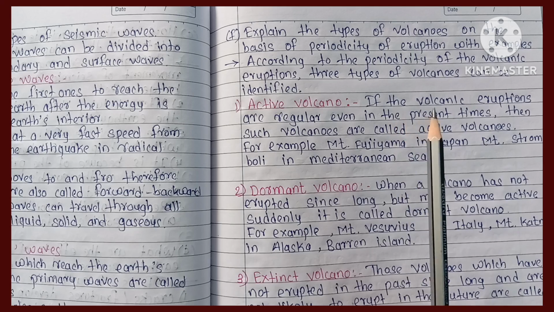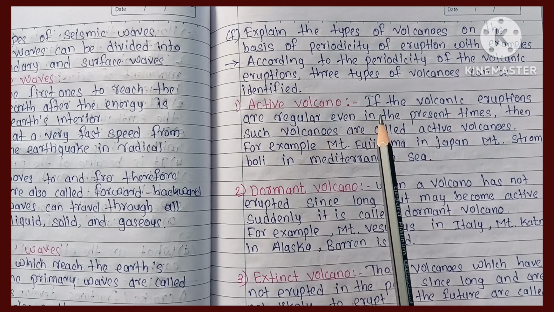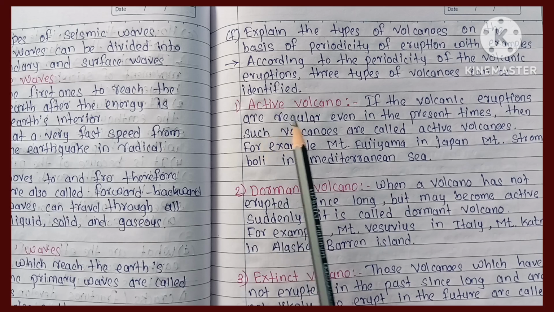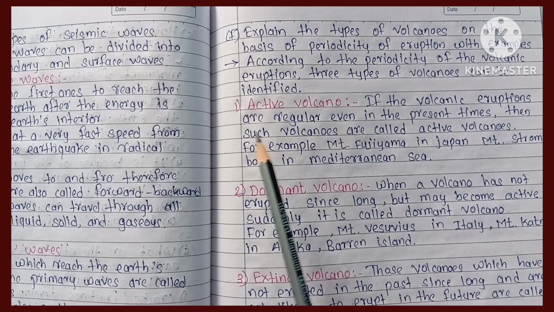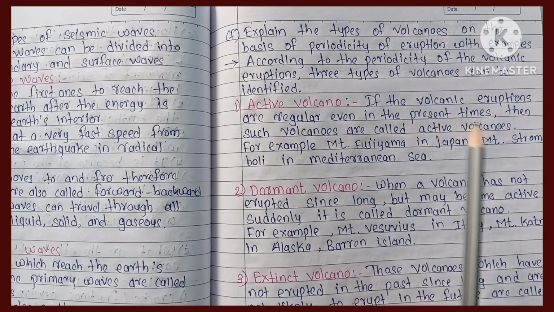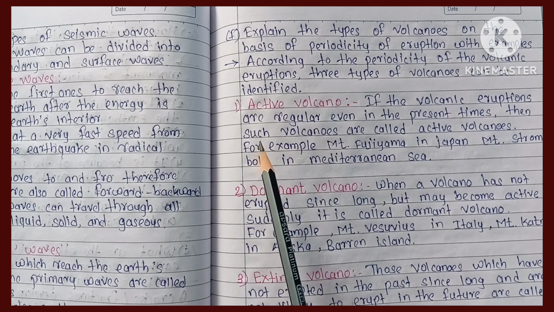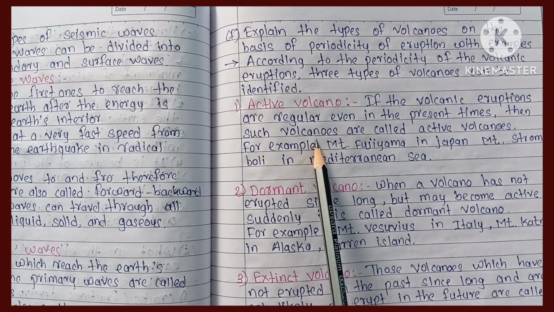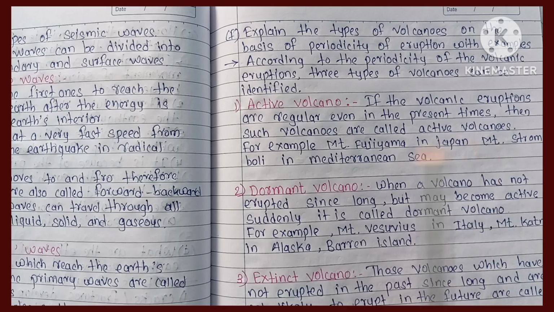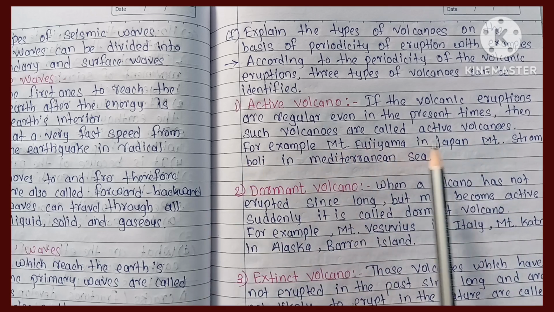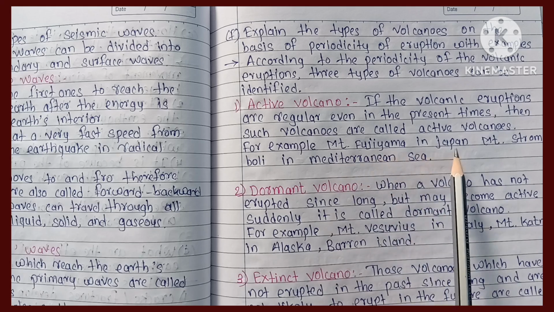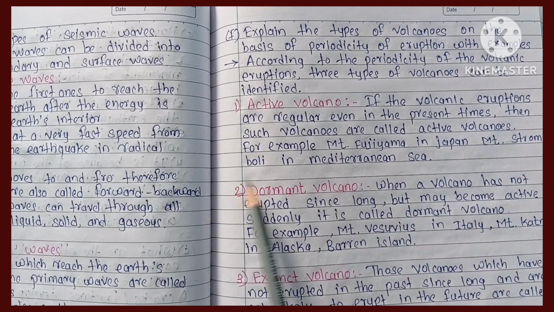Next question. Explain the types of volcanoes on the basis of periodicity of eruption with examples. Answer: according to the periodicity of volcanic eruption, three types of volcanoes can be classified. First, active volcano. If the volcanic eruptions are regular even in the present times, then such volcanoes are called active volcanoes. For example, Mount Fujiyama in Japan and Mount Stromboli in the Mediterranean Sea.